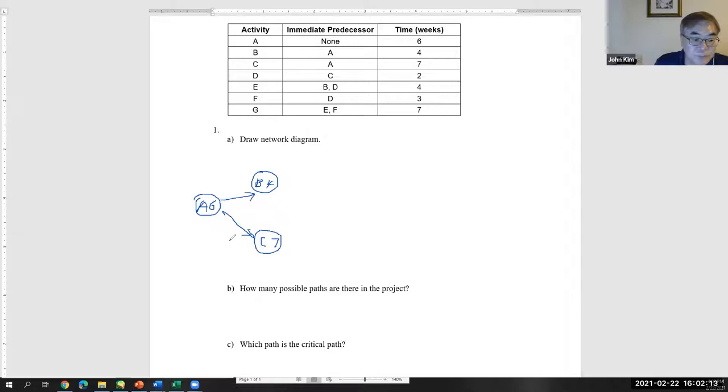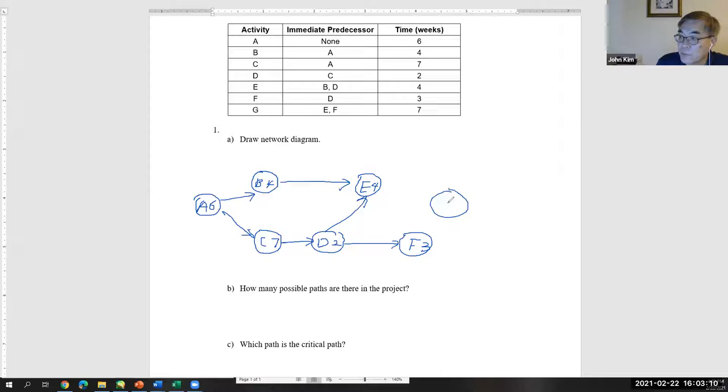And then D from C, D is 2. And E from B and D, 4. And then F from D, 3, and G from E and F, 7. Like this.